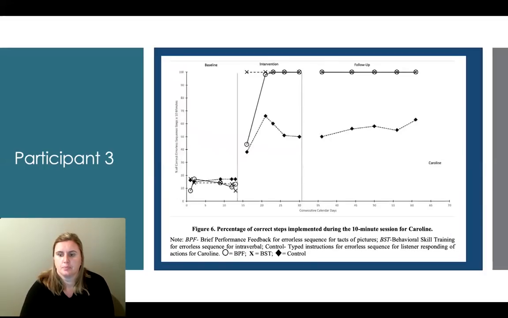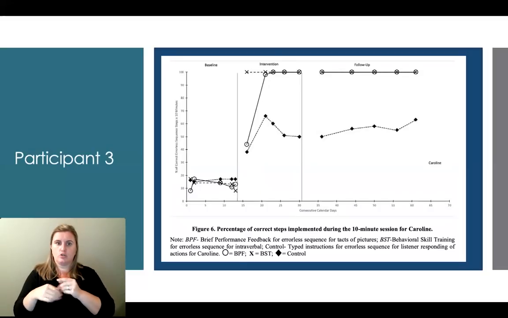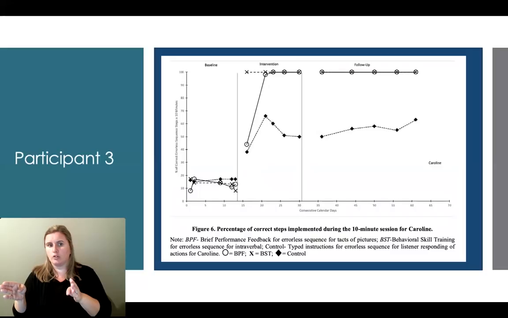That is the results for the percentage of correct steps implemented in our 10-minute session with respect to participant 3. As mentioned, there was a greater effect of BST after initial training, and BPF reached almost optimal levels of implementation after an additional training session, then quickly reached mastery criteria, and the skills were maintained over our 5 consecutive weeks of follow-up.